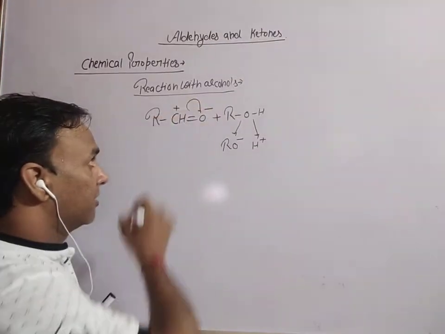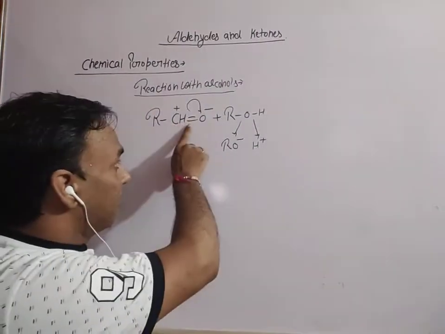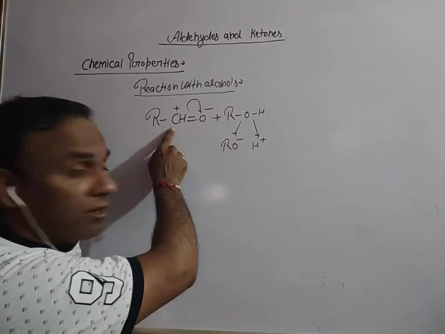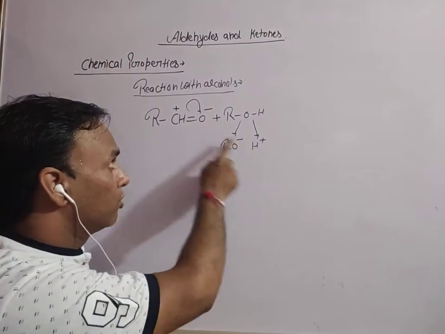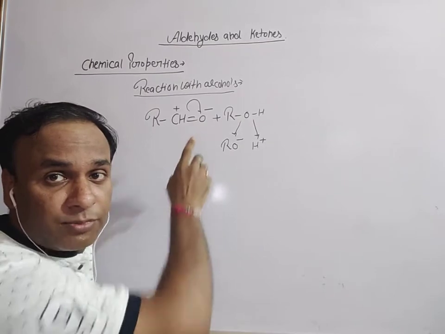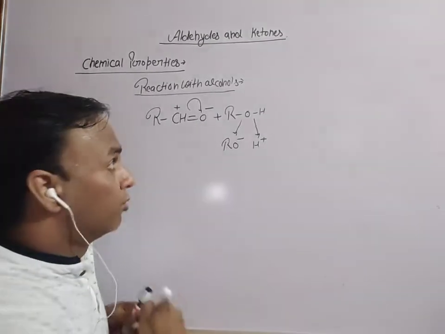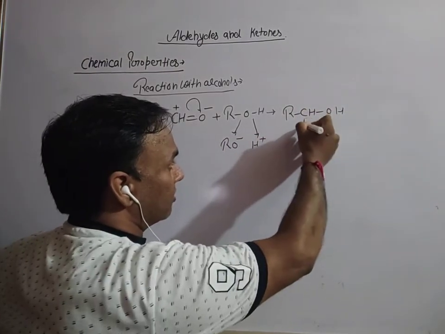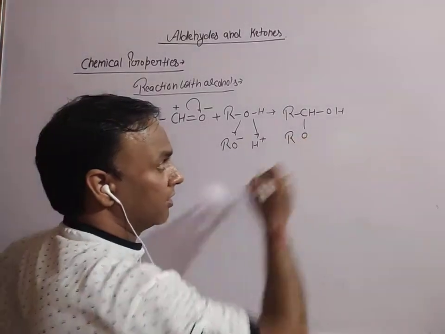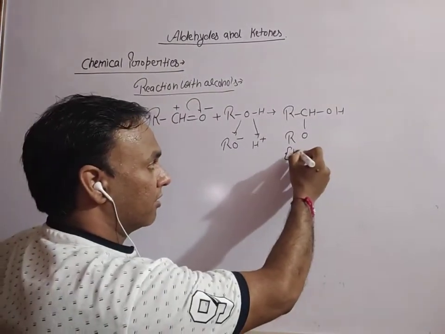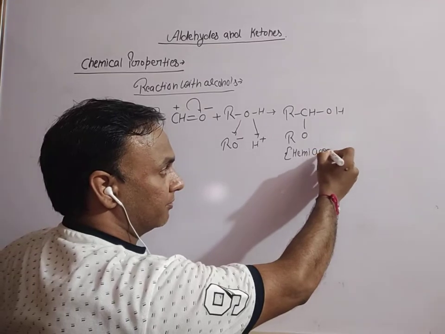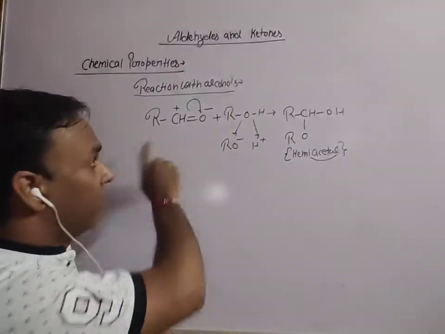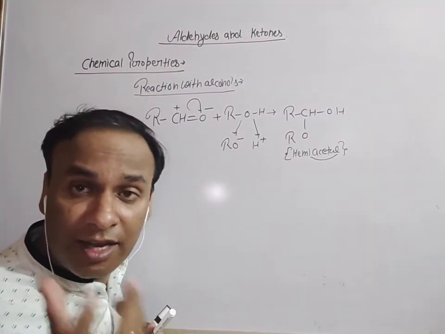Oxygen minus and carbon positive charge, because the pi electron is slightly shifted towards the oxygen atom. So the nucleophile attacks the carbon atom while the hydrogen ion attacks the oxygen atom, forming an addition compound, RCH(OH)(OR). This compound is called hemiacetal. Why is it called acetal? Because it is obtained from aldehyde molecules, and it is an unstable compound.